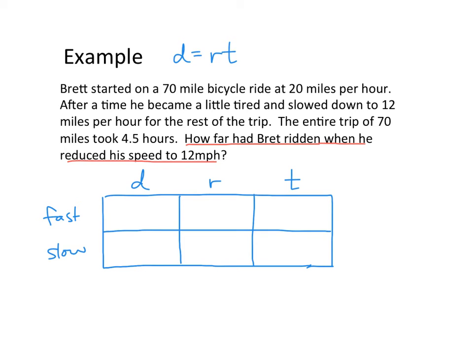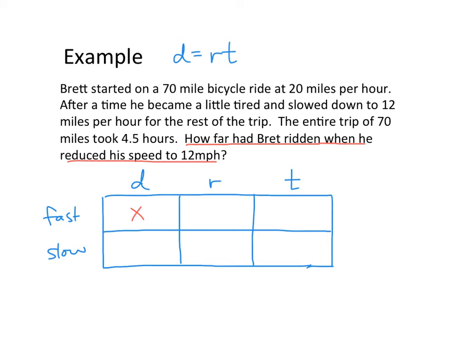So the 12 might distract you. That's not how far did he go at 12 miles per hour, but how far before he reduced his speed. So we want the fast distance. How far did he go at the fast speed? We want the distance here. So let's make that our variable.